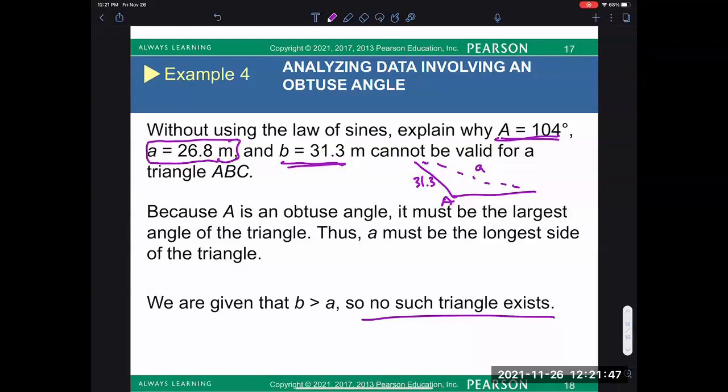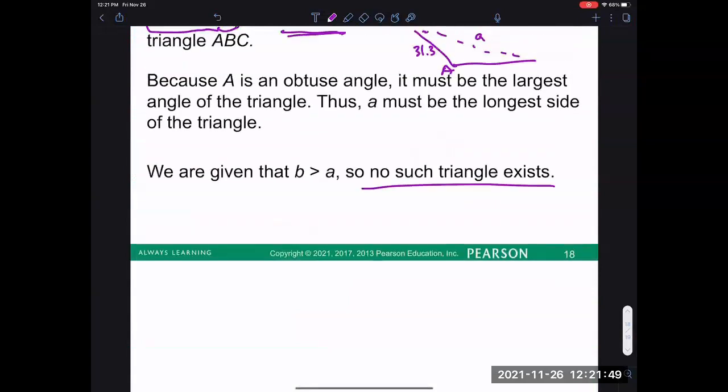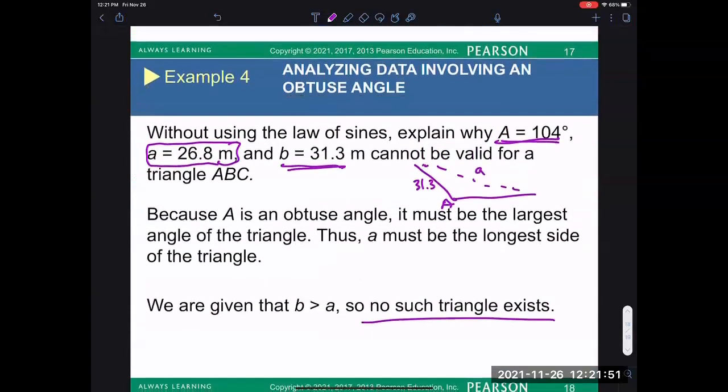Now, does one more slide allow us to make a triangle? No. So if it wasn't the case, if side A was larger than side B, then you could make a triangle and you would do the law of sines to solve for that triangle as we did in the earlier examples. So that's it for 7.2.